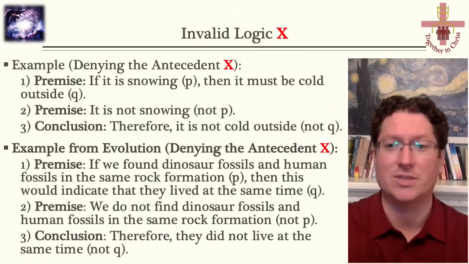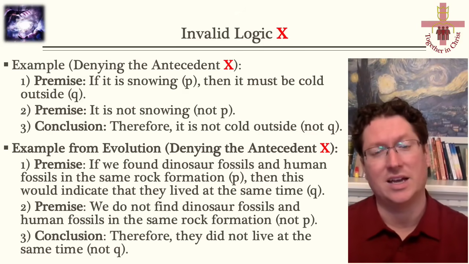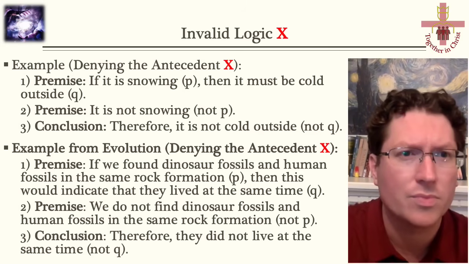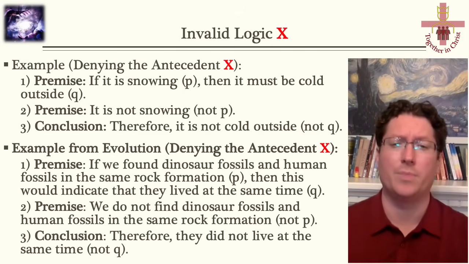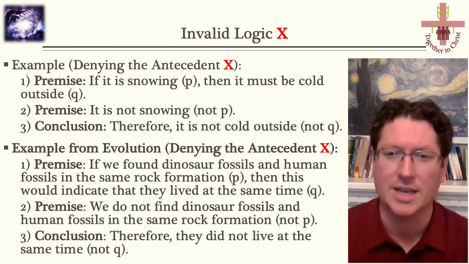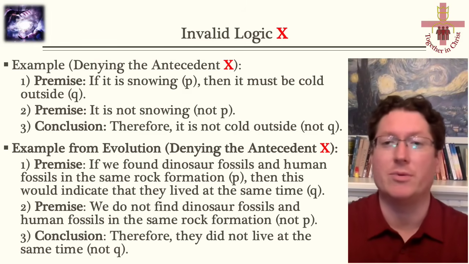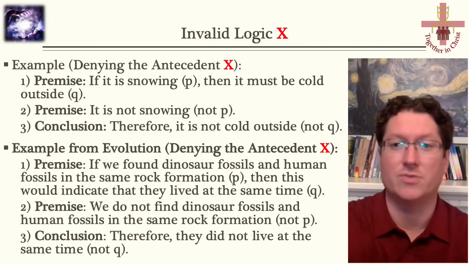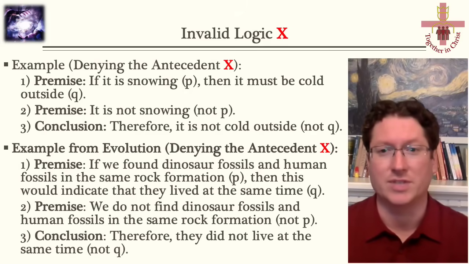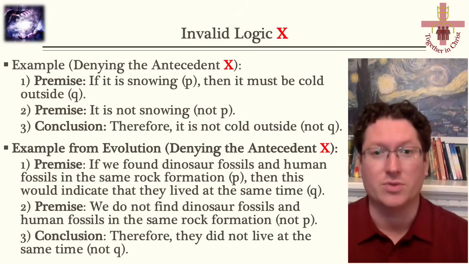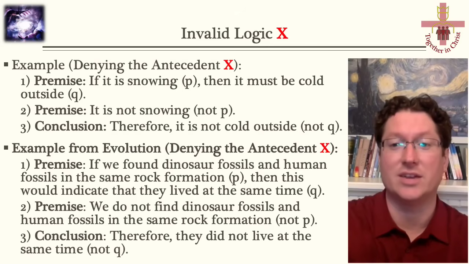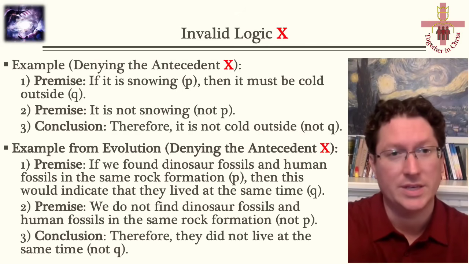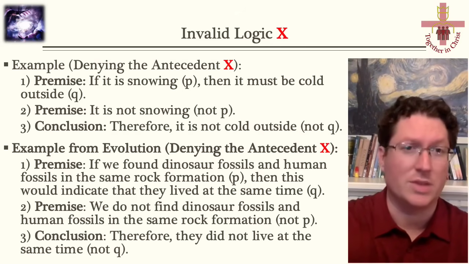So this argument commits the fallacy of denying the antecedent. Denying what goes before. Denying P. There are a number of reasons why we would not expect dinosaur fossils and human fossils together, right? For example, if they typically didn't live in the same regions before the flood, which makes a lot of sense. So here, the conclusion does not necessarily follow from the premises. So that's a logical error that evolutionists make all the time as well.